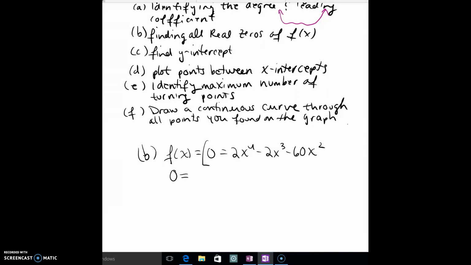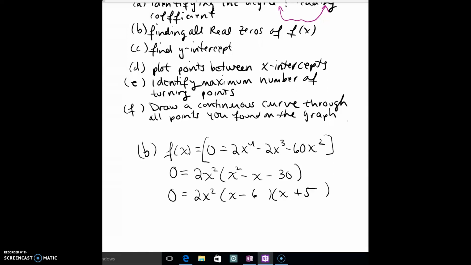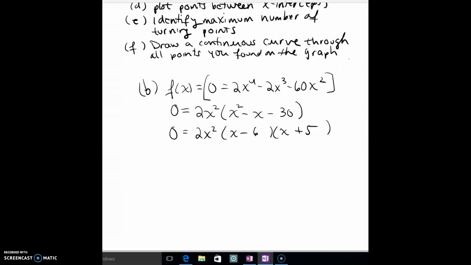So taking a look over here, we have a GCF of 2x squared. We're going to factor 2x squared out of this. We're left with x squared minus x minus 30. Factoring it even further, we need two numbers whose product is negative 30 that sums to negative 1. And those two numbers are going to be negative 6 and positive 5. So we're on our way to finding all the real zeros.